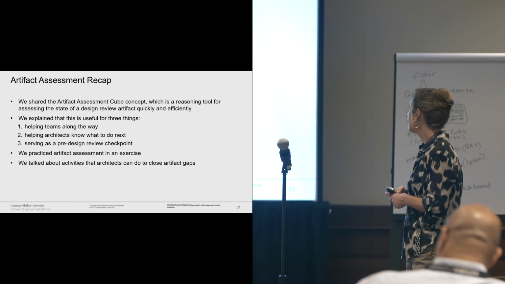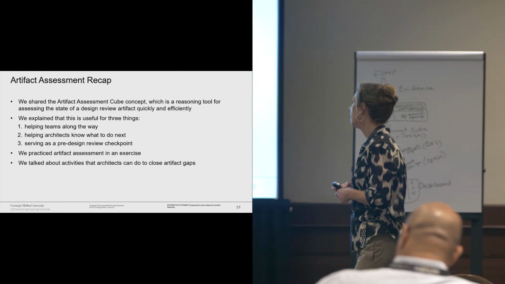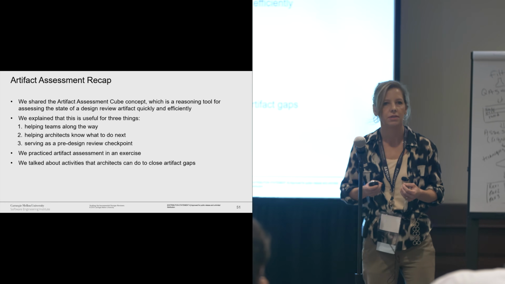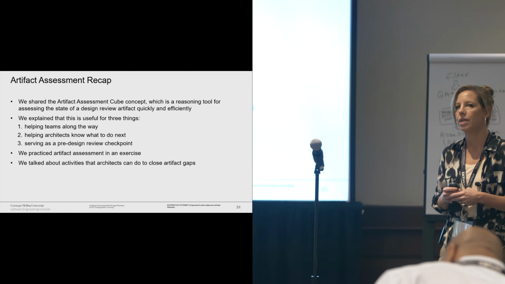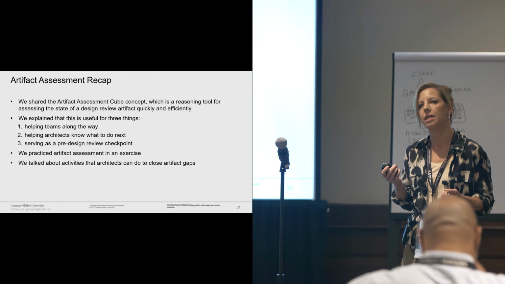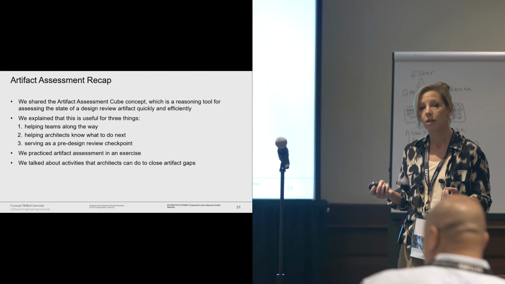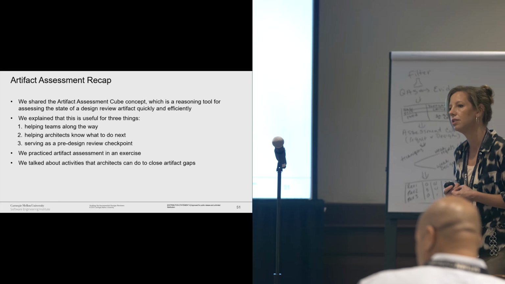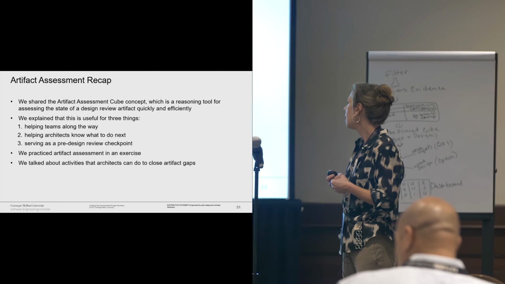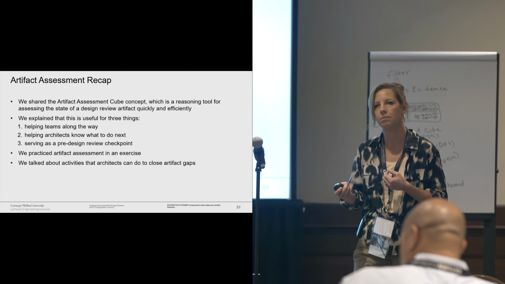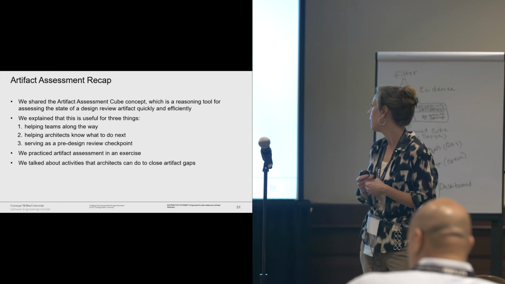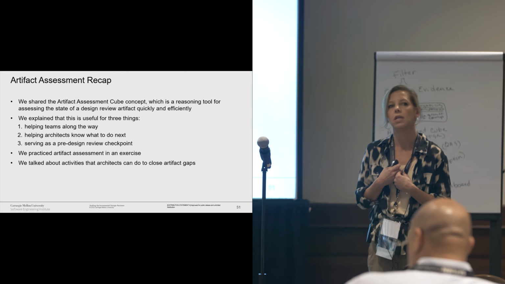So in terms of just a recap of the section that Felix just went through, the artifact assessment recap. We talked about the artifact assessment cube, which helps us determine whether the requirements, the non-functional requirements, and the design evidence are adequate and concrete enough for us to do a productive and useful review. We talked about how that helps us with helping the teams along the way, that we can fill in with a quality attribute workshop or something if we feel like they need it.